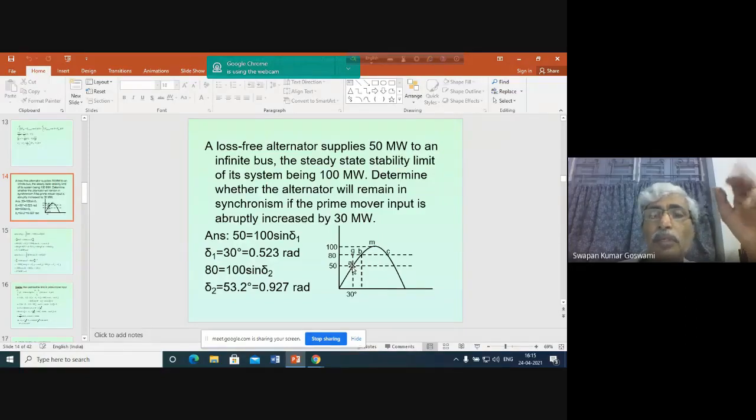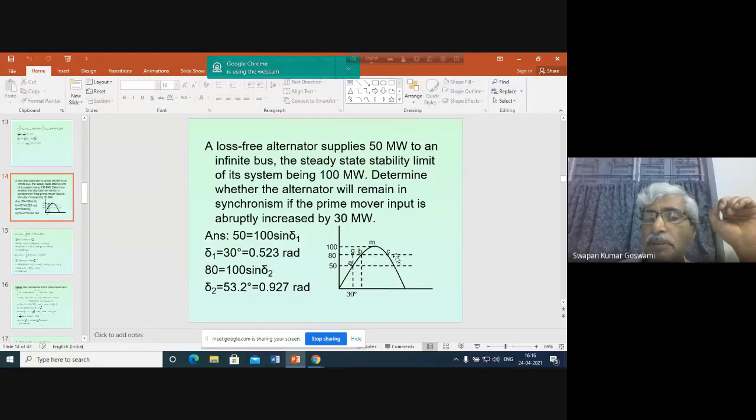Okay, now what is done? There is not a fault. The prime mover input is abruptly increased. Suddenly, you have increased the prime mover input. Determine whether the alternator will remain in synchronism if the prime mover input is abruptly increased by 30 megawatt. It was 50 megawatt, it is abruptly increased to 80 megawatt. So if it is increased to 80 megawatt, 80 megawatt becomes the power input line.